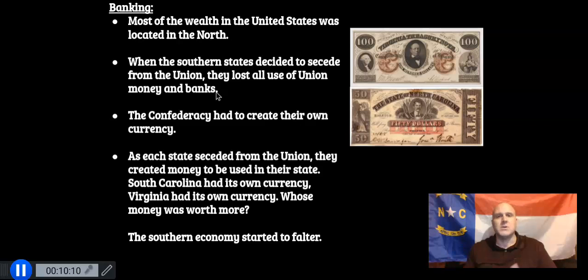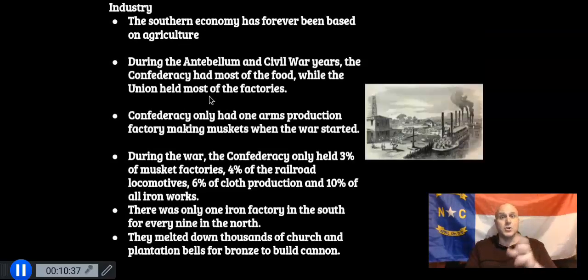It wasn't until about a year after the war started that the South actually came together and created one currency. Okay, because from that first year of breaking off, you had currency from Virginia, North Carolina, South Carolina, Texas, Louisiana, Florida. Who was worth more? You have all these different types of currency trading around. The Southern economy starts to falter. It takes them a whole year just to figure out how to make a good, solid currency.